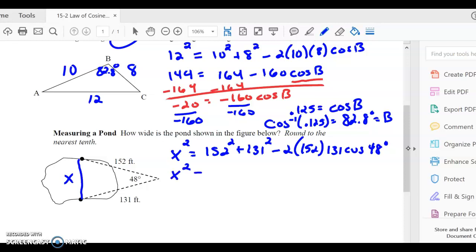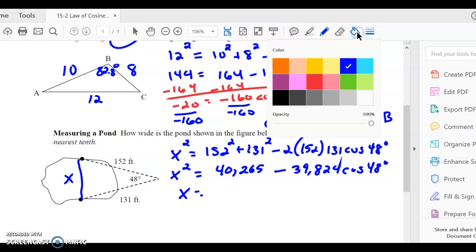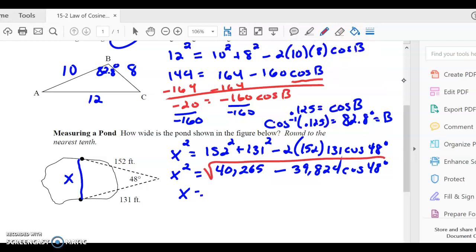This one you can do on your calculator if you want. You get 40,265 for the first two squares added together, minus 39,824 times the cosine of 48. When you do the math, you're going to take the square root of this entire thing. There's no need to do the plus or minus case because we're talking about geometrical shapes. We're talking about distances, so the negative is going to be disregarded. So 116.7 feet would be your final answer.